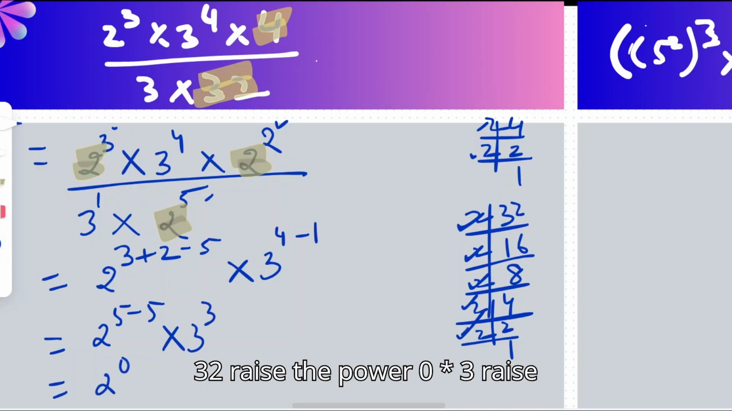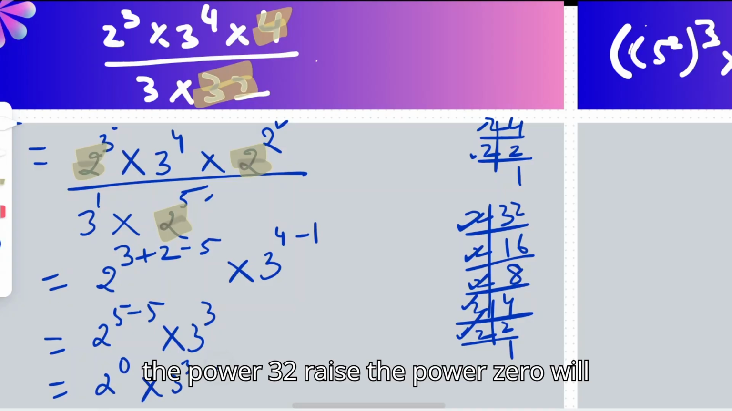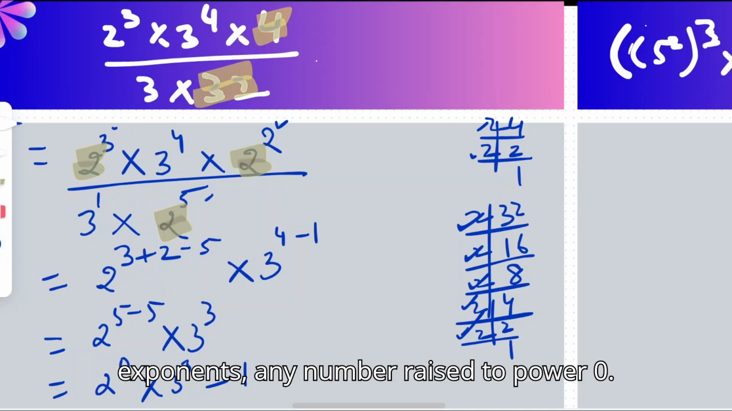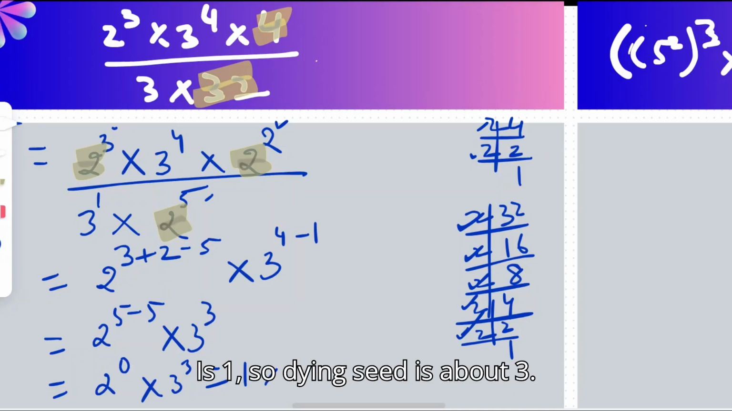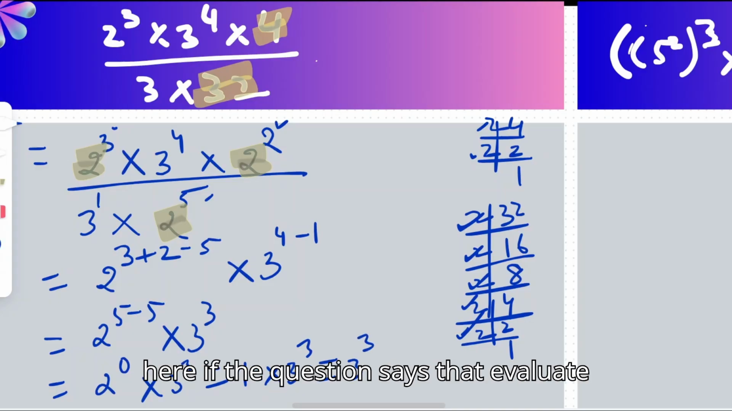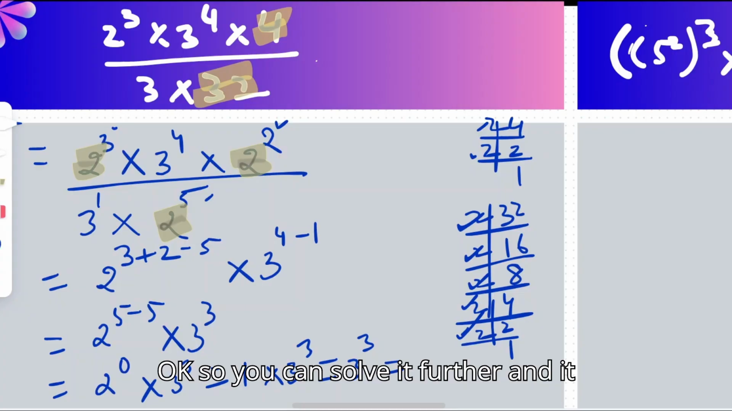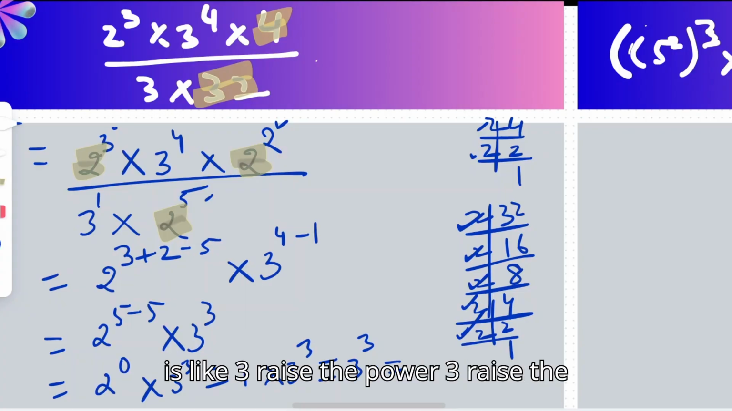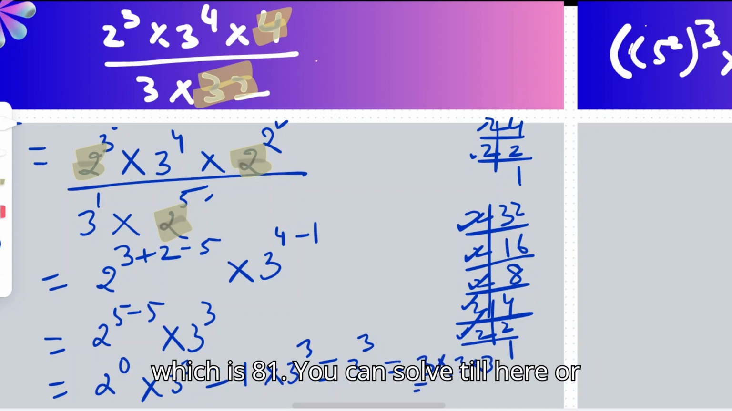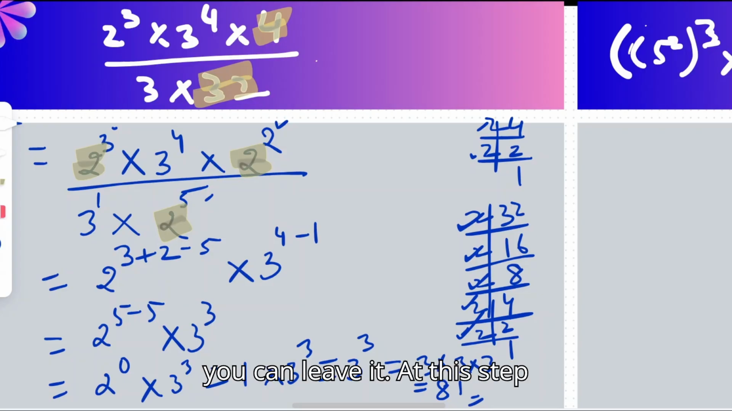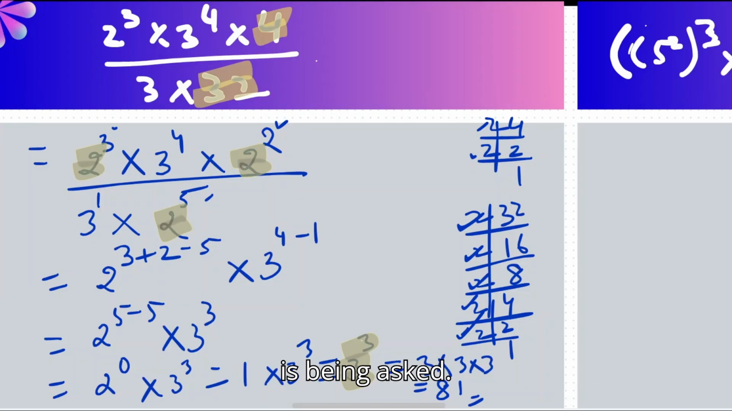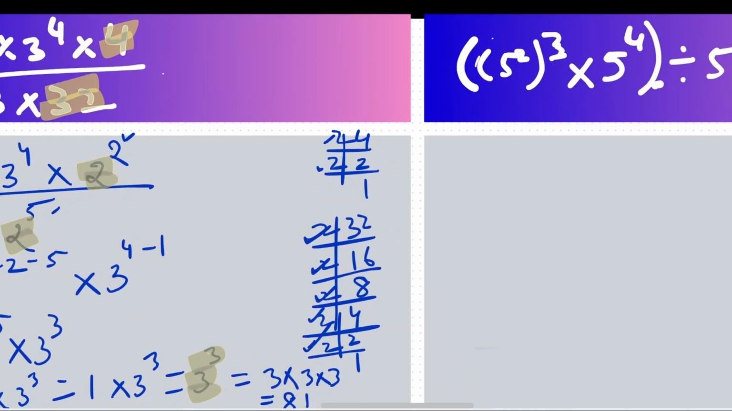Now it is 2 raised to the power 0 times 3 raised to the power 3. 2 raised to the power 0 will be 1. This is also another rule of exponents. Any number raised to the power 0 is 1. So times 3 raised to the power 3, ultimately you'll get this. Okay. Now from here, if the question says evaluate, then you can solve it further, and 3 raised to the power 3 means this much, which is 27. You can solve till here, or you can leave it at this step also. That depends on what is being asked in your question.